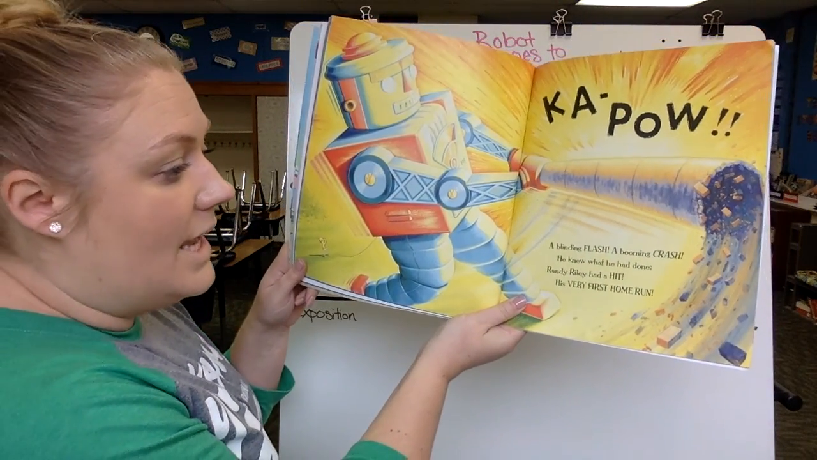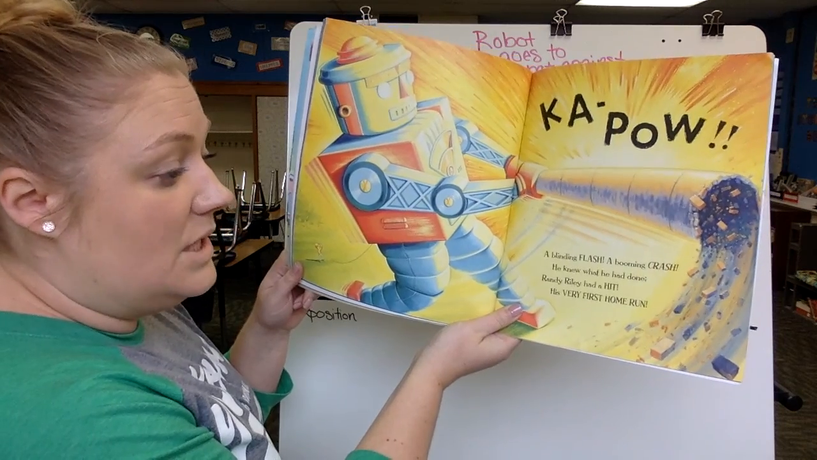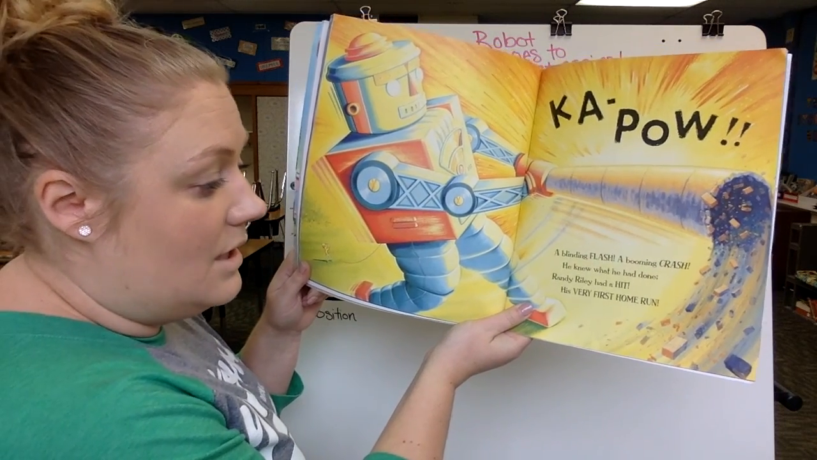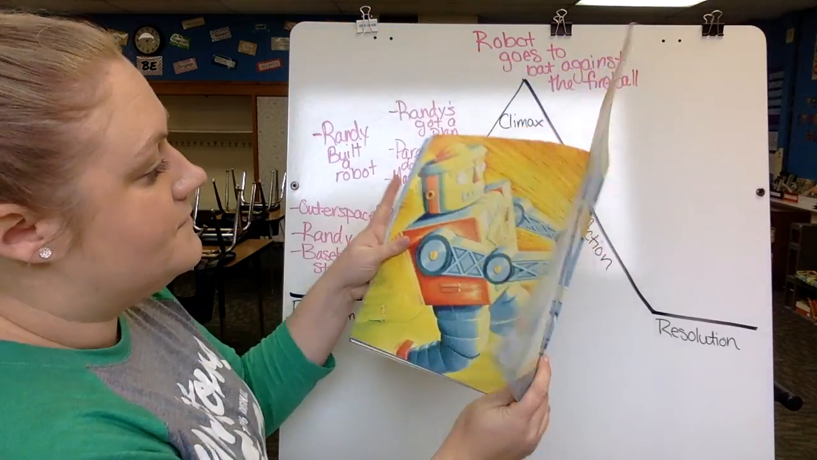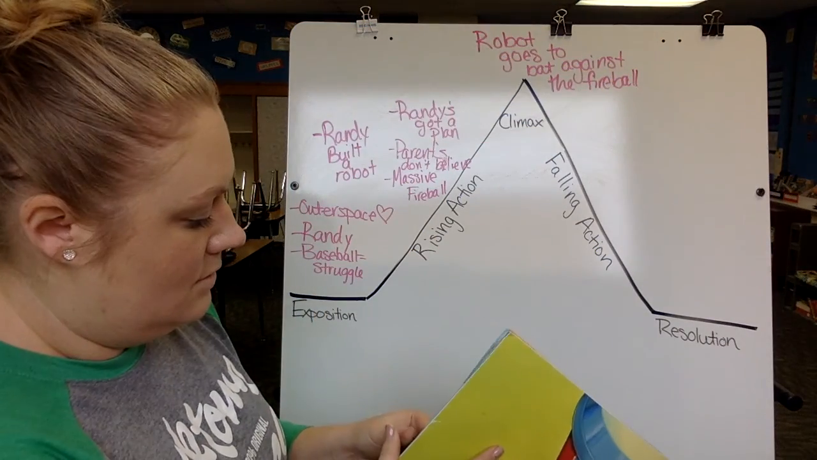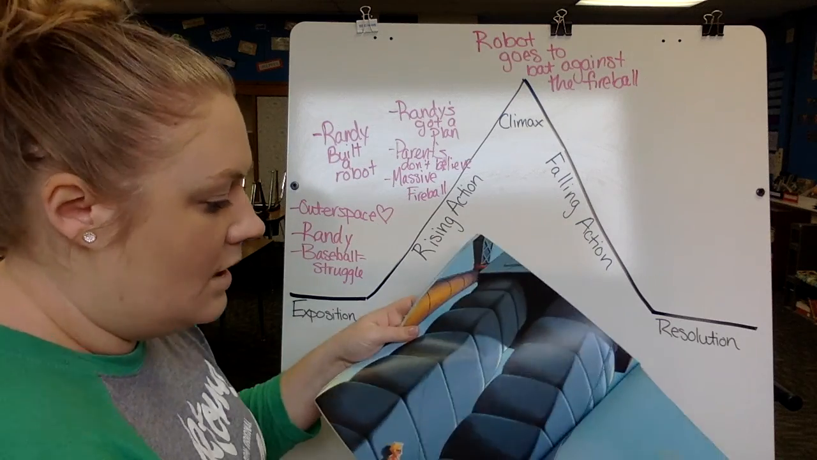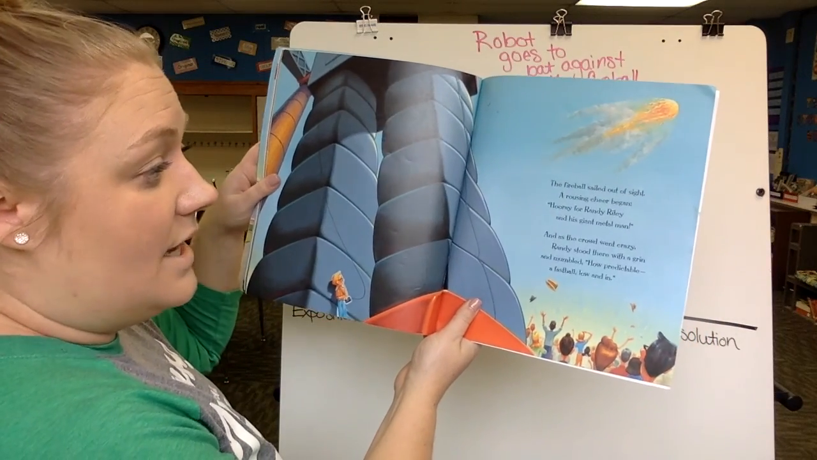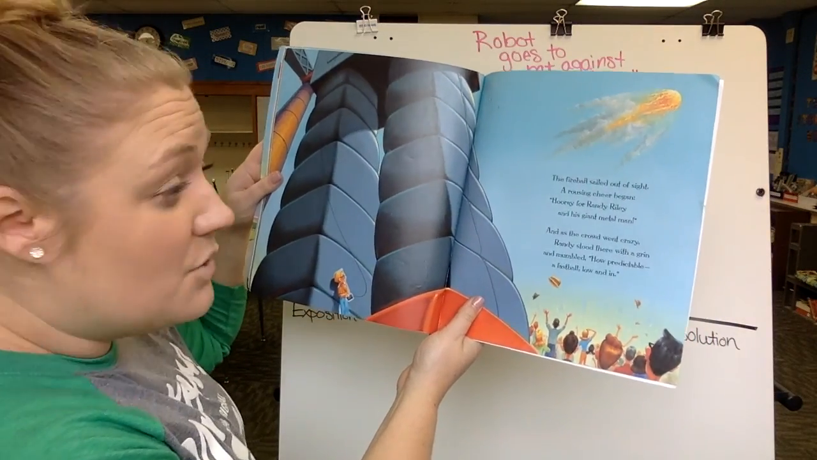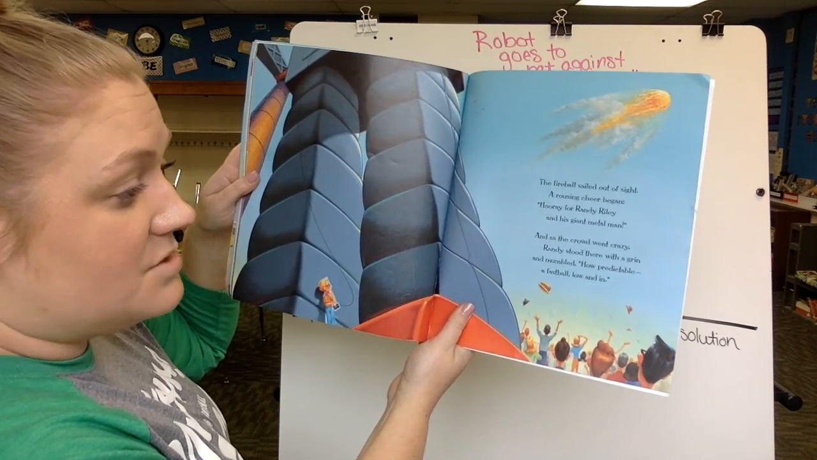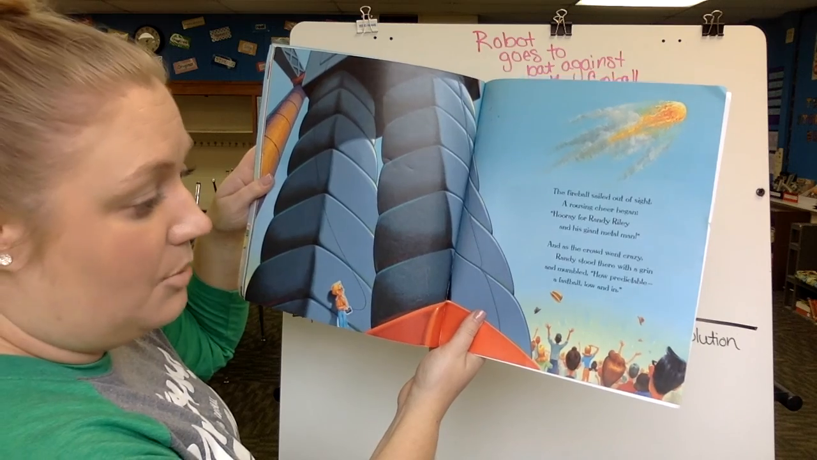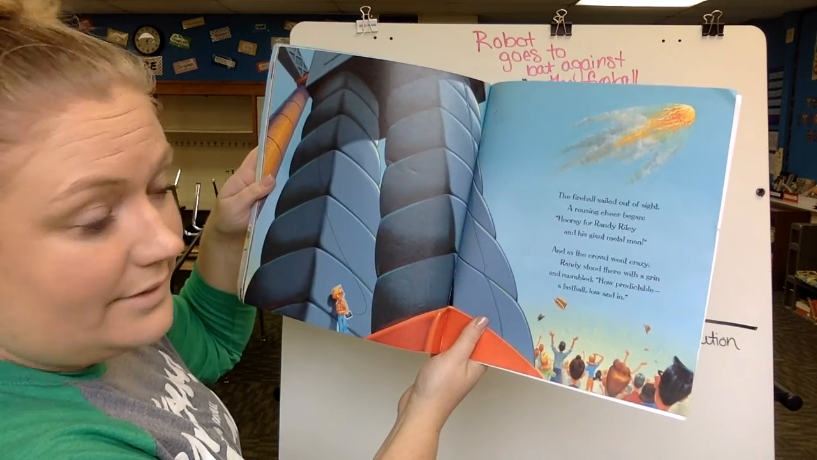Kapow. A blinding flash, a booming crash. He knew what he had done. Randy Riley had hit his very first home run. Good for Randy. The fireball sailed out of sight. A rousing cheer began. Hooray for Randy Riley and his giant metal man. And as the crowd went crazy, Randy stood there with a grin and mumbled, how predictable, a fastball low and in.